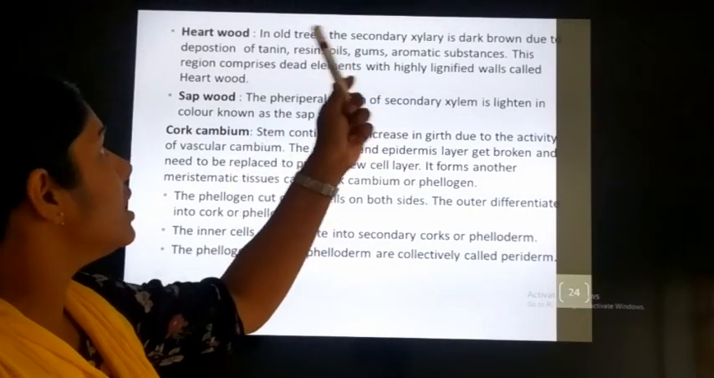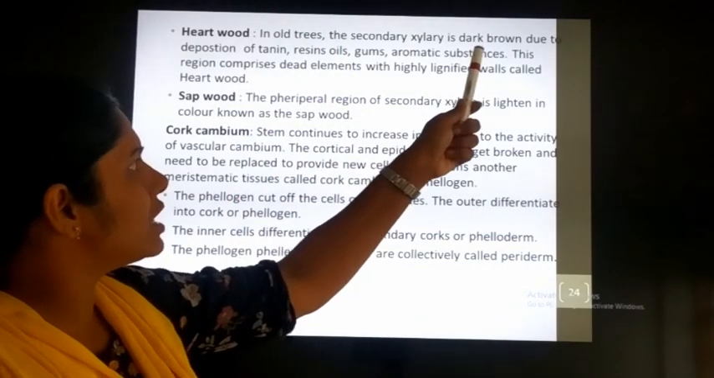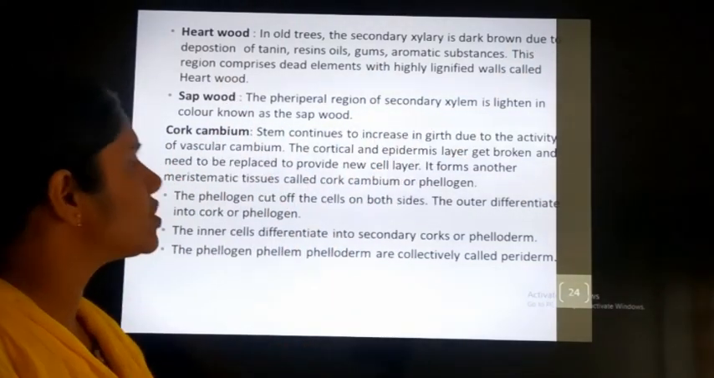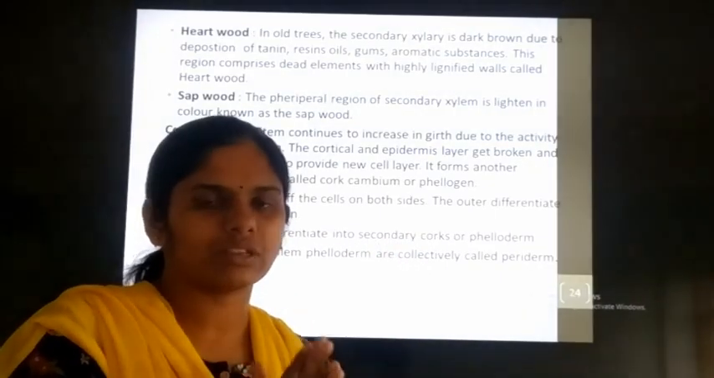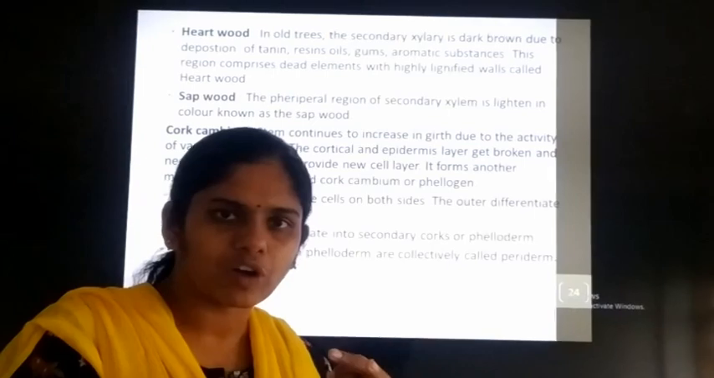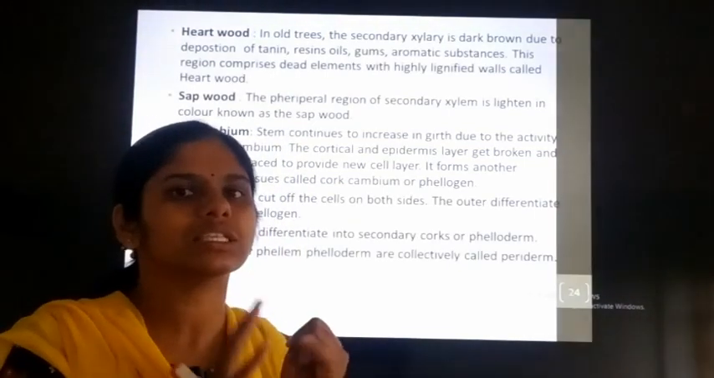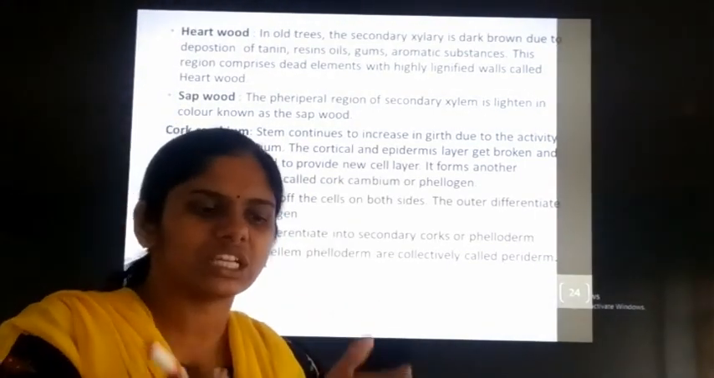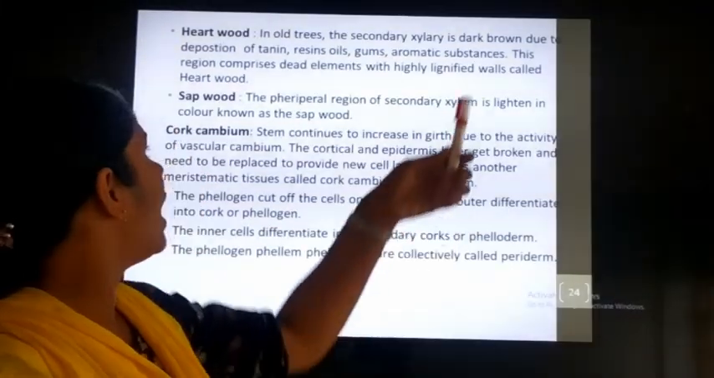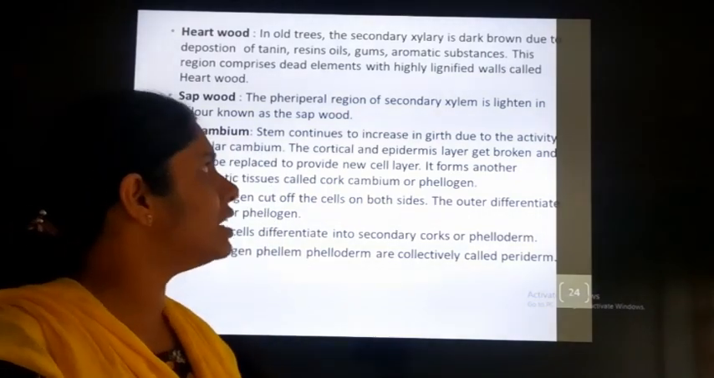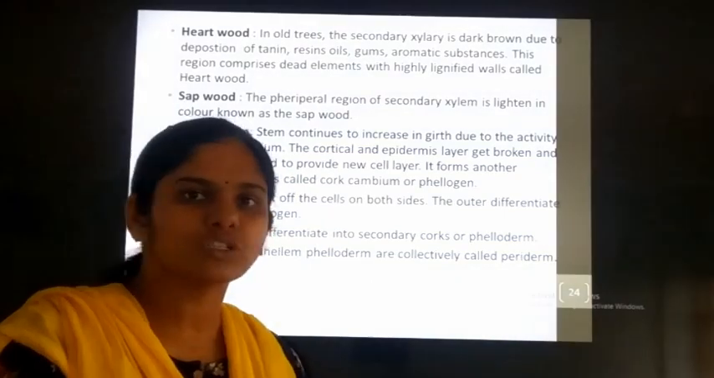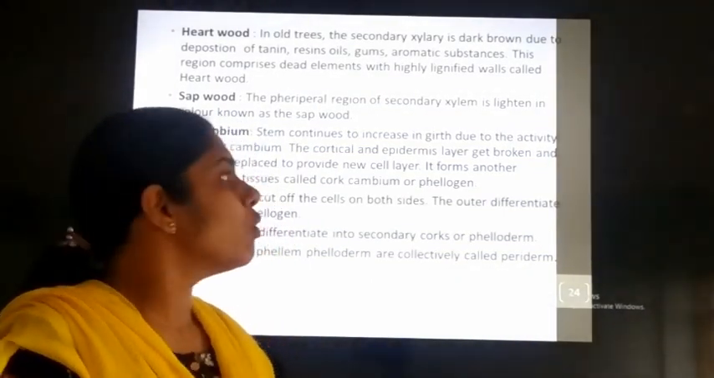So in an old tree, the secondary xylem is dark brown in color due to the deposition of oils, aromatic substances, resins, tannins and gums. These are all deposited in that particular region, which is why it is darker in color. This region comprises dead elements and is highly lignified, and it is called the hardwood. The hardwood is not involved in the conduction of water. Only the softwood is.